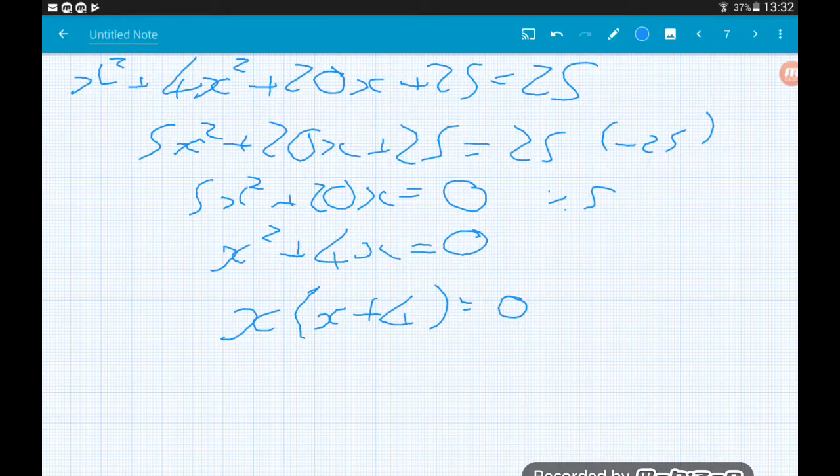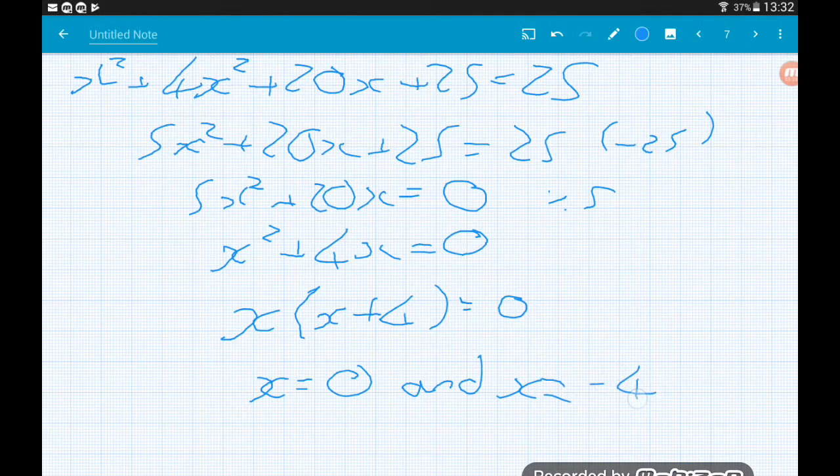So x is either going to be 0, this chap on the outside of the bracket. If that x was 0, we would get 0 times the bracket, which would be 0. So that's one of our solutions, x is equal to 0, or x could also be minus 4. And that would zero the bracket. So now we've got our two x solutions.